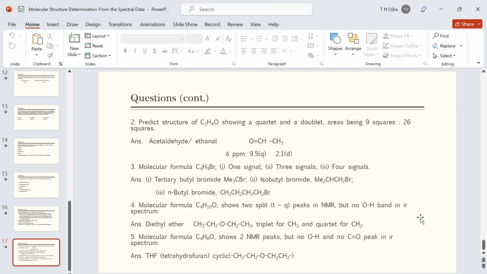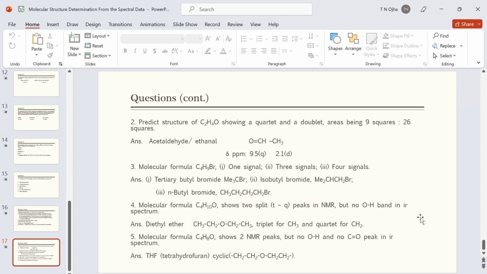Molecular formula C4H9Br. If it shows one signal, it is tertiary butyl bromide. If it shows three signals, it is isobutyl bromide. If it shows four signals, it is n-butyl bromide. Molecular formula C4H10O. If it shows two split signals, triplet and quartet, then definitely it is diethyl ether. Molecular formula C4H8O shows two signals, but no OH and no C double bond O. It means it is tetrahydrofuran.